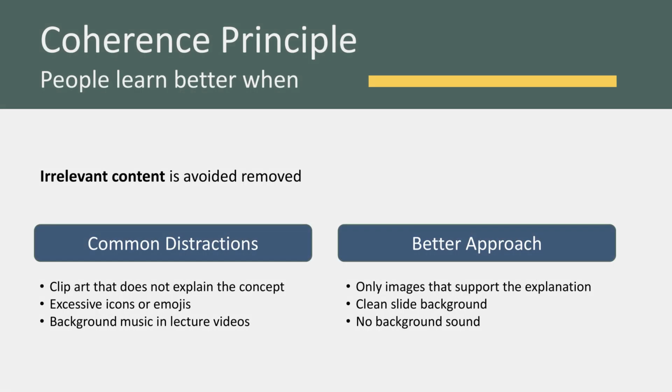Coherence principle. People learn better when irrelevant words, images, sounds, or animations are removed. Common distractions include clip art that does not explain the concept, excessive icons or emojis, and background music in lecture videos. A better approach is to include only images that support the explanation, a clean slide background, and no background sound.